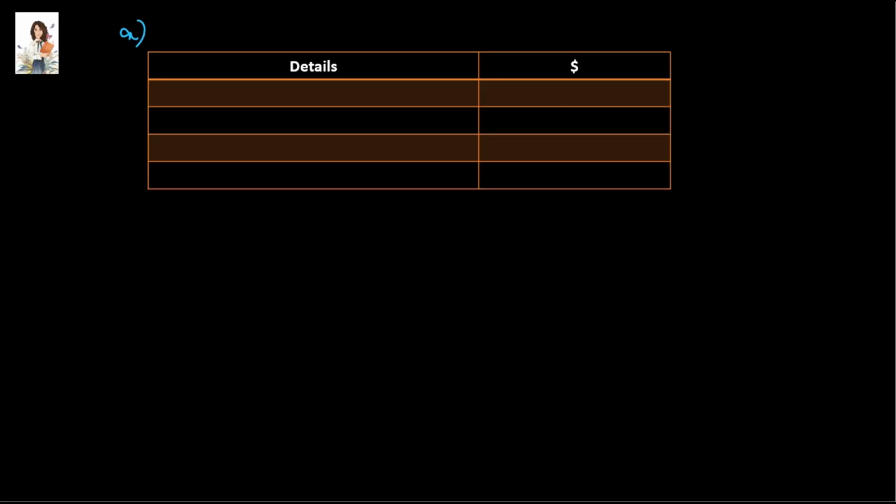So this is part A, summarized equity and liabilities section. We only need to show the main headings, and the main headings in this section are equity, non-current liabilities, and the current liabilities. And then we have the total equity and liabilities.